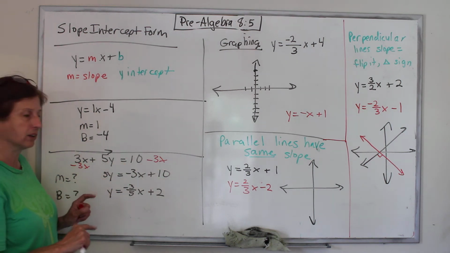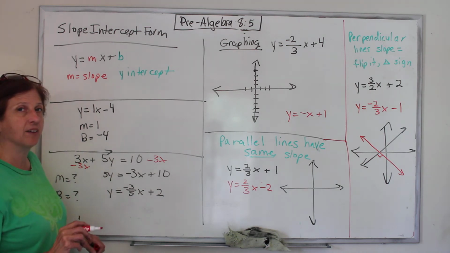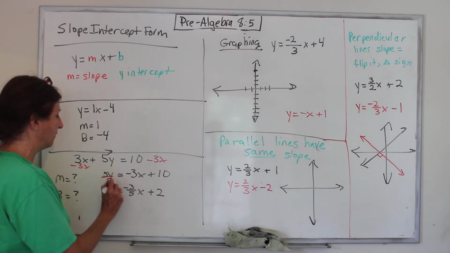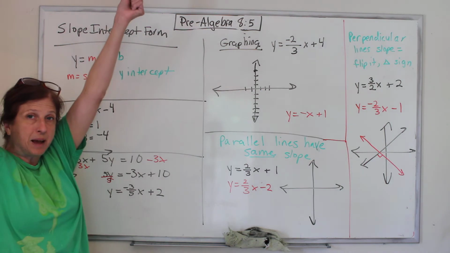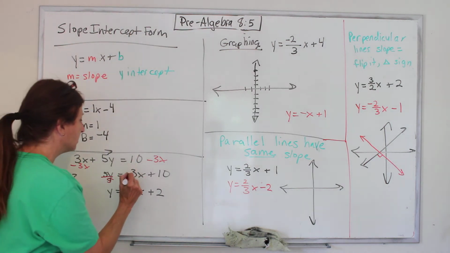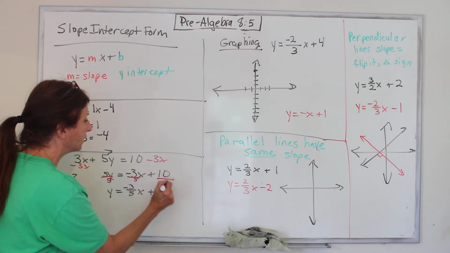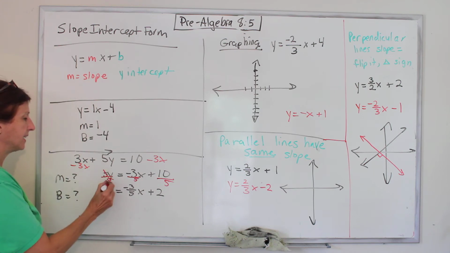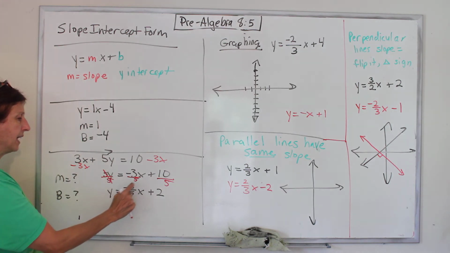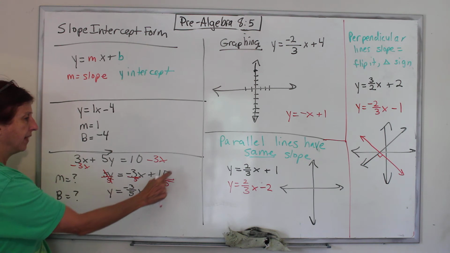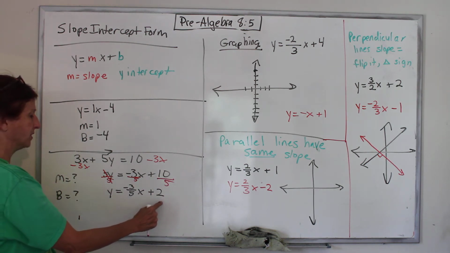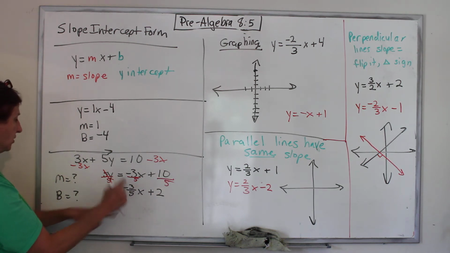Now why is y not alone? Well, it's being multiplied by 5. So what's the opposite? Divide by 5. Who gets divided by 5? Everybody, because it's a pirate party. So you get to divide by 5 and you get to divide by 5. These cancel out. This becomes -3/5 x, and then 10 divided by 5 is 2. So now, what is the slope?